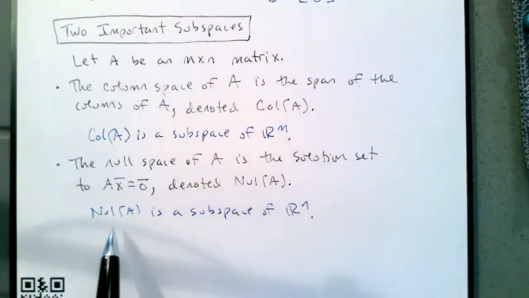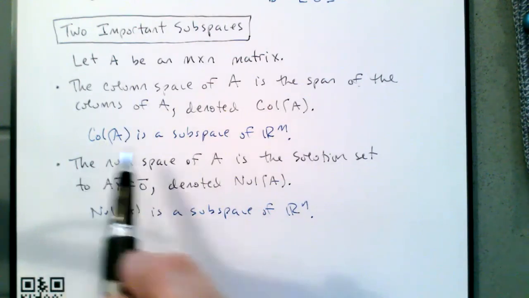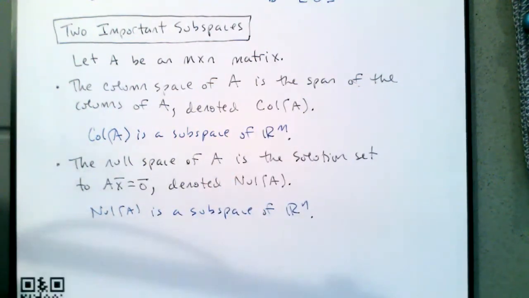The null space of A comes from all the x's. So those x's are in Rn, but the span of the columns of A is in Rm because the columns of A are in Rm. So here are two important subspaces. The column space of A is the span of the columns of A. That's a subspace of Rm. The null space of A is the solution set to the homogeneous equation AX equals 0, and that's a subspace of Rn.